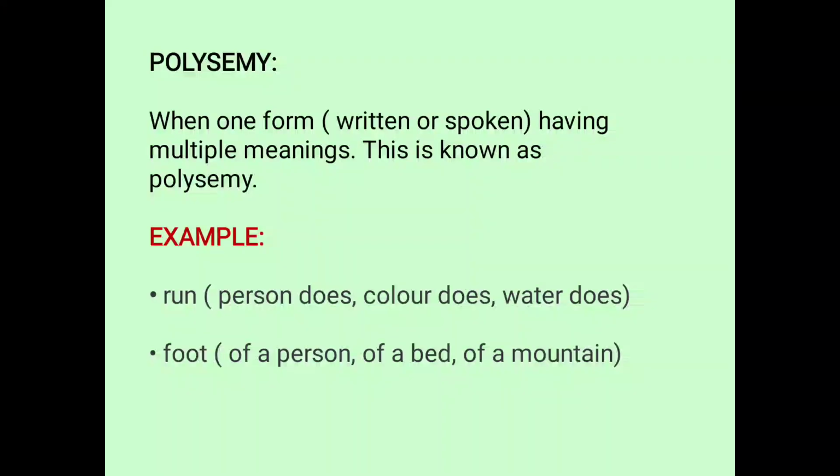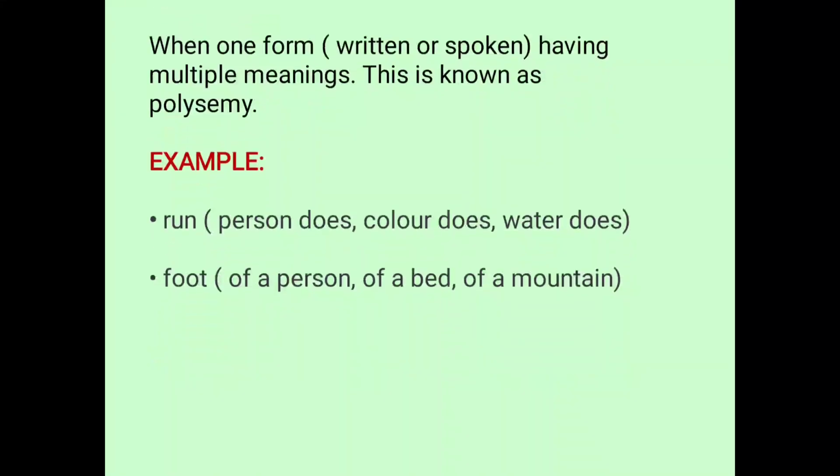Then comes polysemy. When one form, written or spoken, has multiple meanings, this is known as polysemy. For example, run. Run has multiple meanings, like a person does, a color does, or water does. The second example is foot. Foot is of a person, you can say of a bed, of a mountain. So these words have multiple meanings.